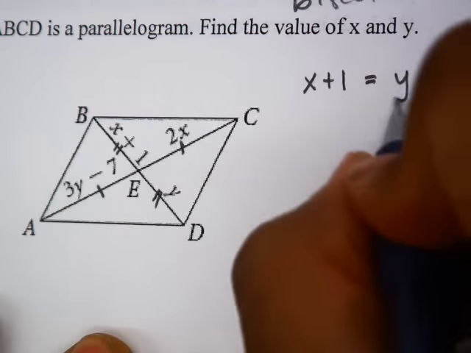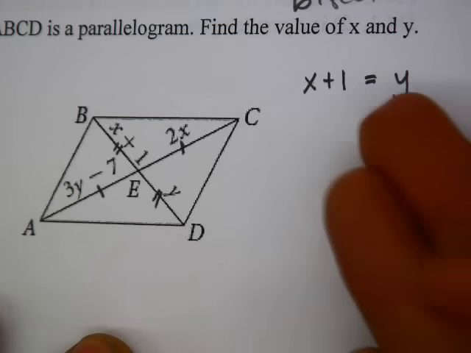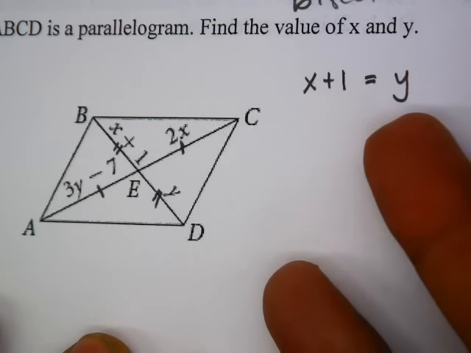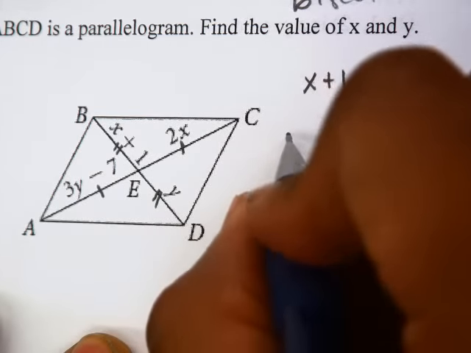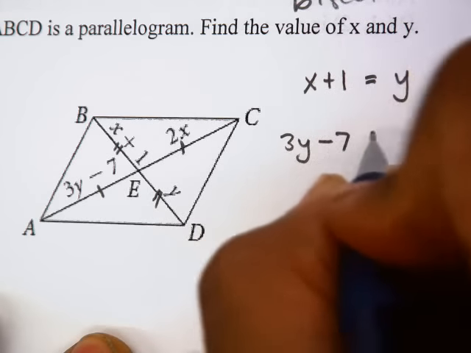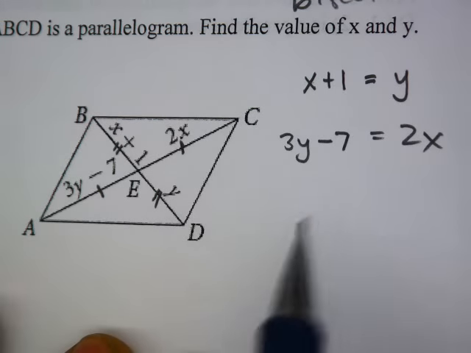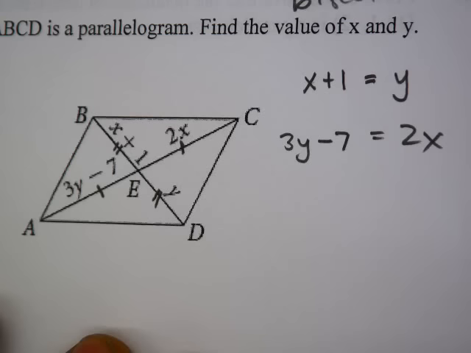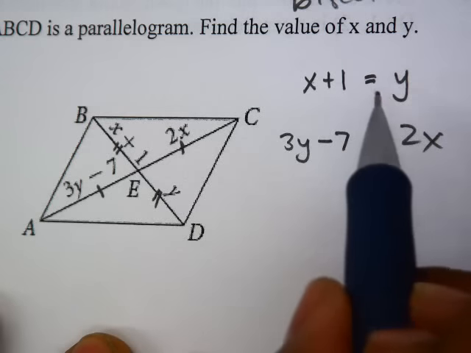X plus 1 has to equal y. I can't really do anything with that. I can't solve that by its own. So let me try the other equation. 3y minus 7 equals 2x. I can't solve that equation either by itself. What I can do is use substitution.